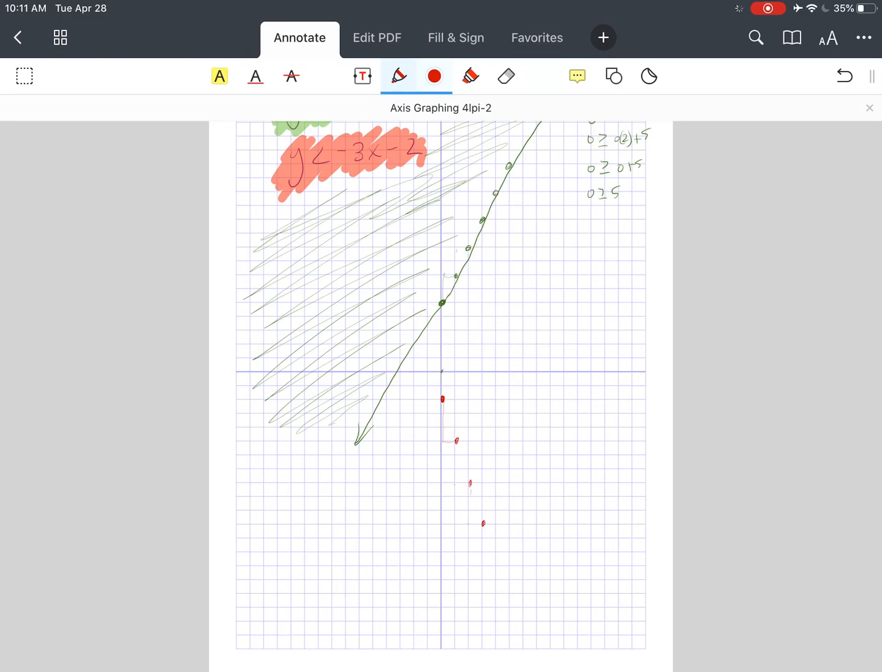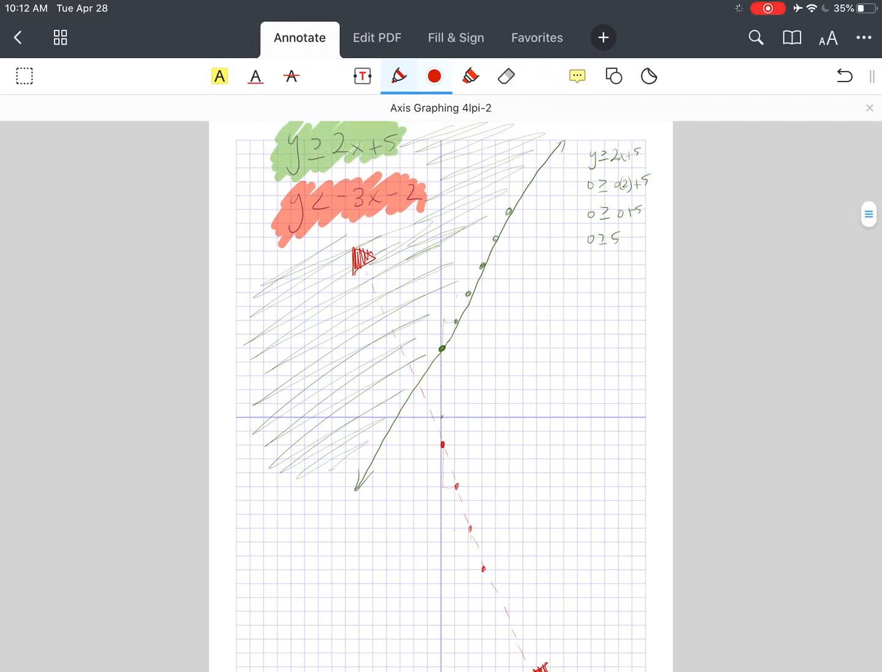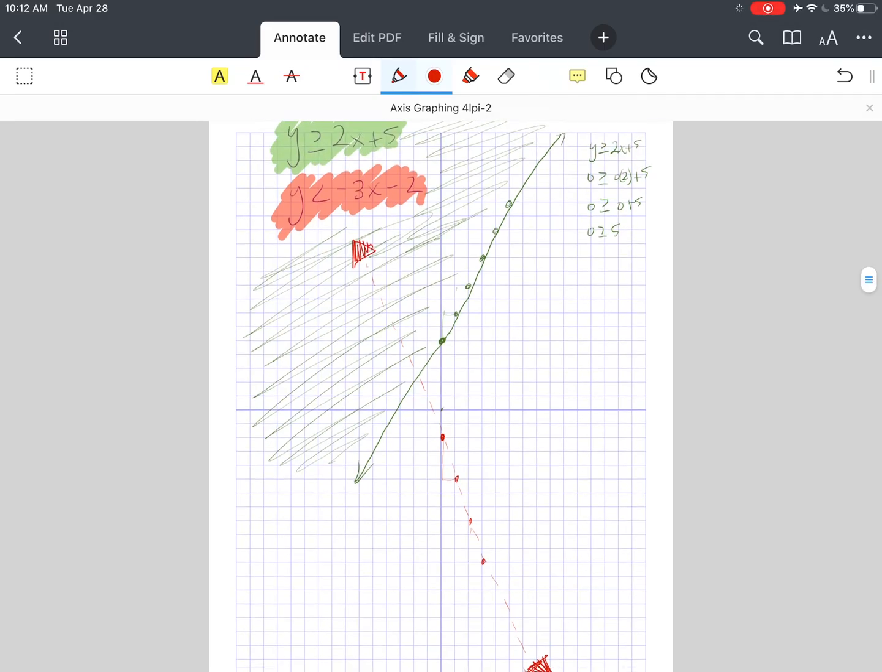And then ask yourself, when we draw the line, do we include the points? Is it going to be bolded or is it going to be dashed? Do we not include the points? If you said dashed, you're absolutely correct. We don't include the points because we don't have an equal sign in the inequality. So we're going to go ahead and try to draw the line dashed. Okay?